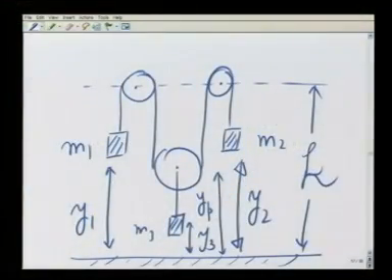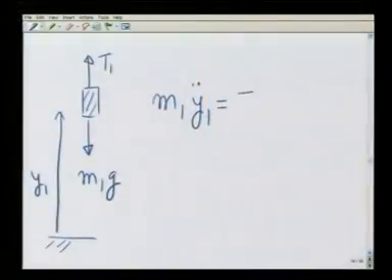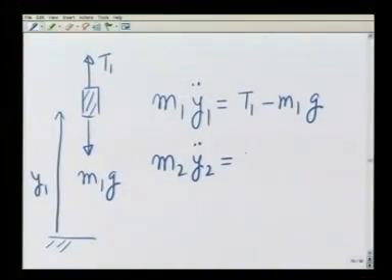To write the equations of motion, let me again go back to the free body diagrams and I will take them up one by one. If I go to mass M1, it had tension T1 acting this way, mass M1 g pulling it down, and its height is measured from the ground as y1, and therefore the equation of motion for this is going to be M1 y1 double dot equals T1 minus M1 g. I can similarly write the equation of motion for mass M2, which is going to be M2 y2 double dot equal to T1 minus M2 g.